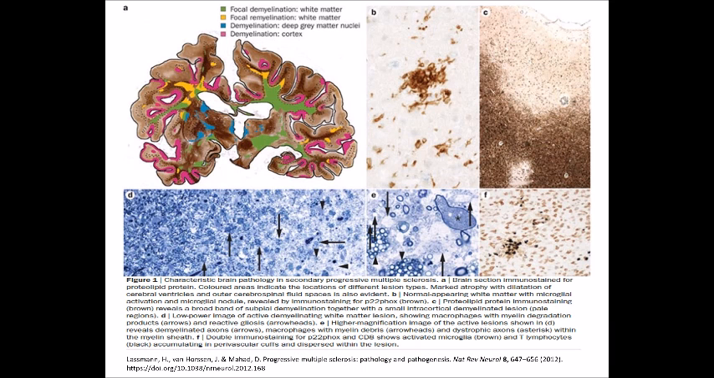And then another example with staining, one can see proteins that are being localized in particular regions of the brain, and changes of not just demyelination, but this inflammation of macrophages into this region.